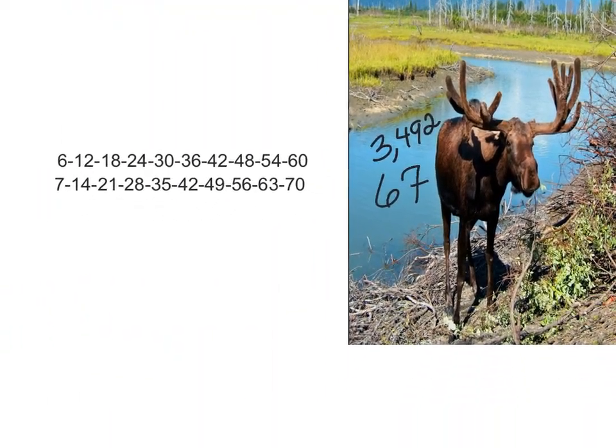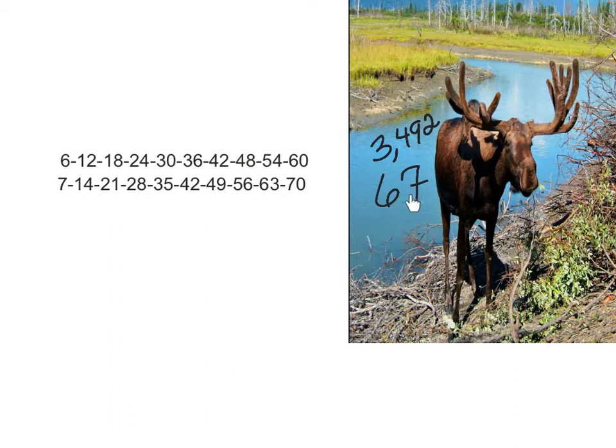The first thing I would like you to do is go ahead and write your counting by the numbers down for 67, which means you need your sixes and you need your sevens. Why don't you go ahead and write them down while I wait for you, my friend. Pause the video if you need to.